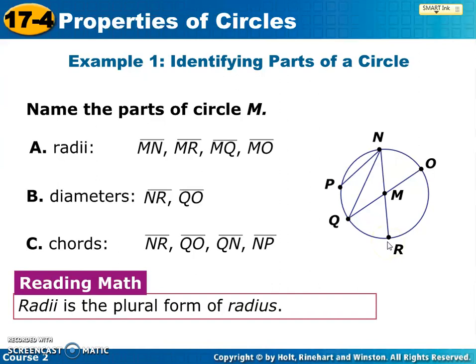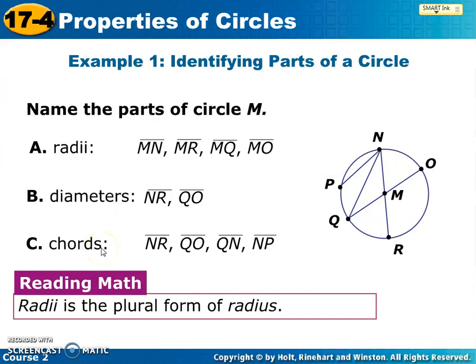You can also reverse this if you'd like and say segment RN. That's another way you could name it. Segment QO, or if you reverse it, OQ, right? That segment is also a diameter. So there's two diameters in this picture.